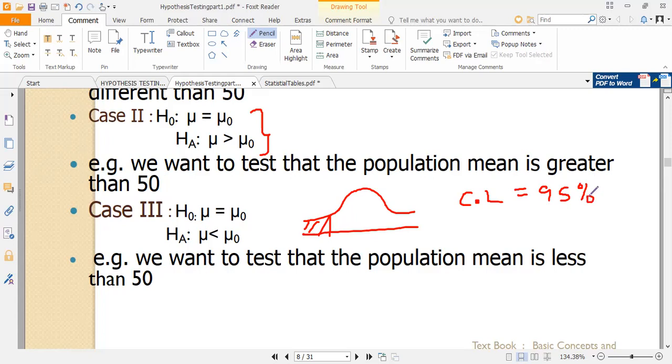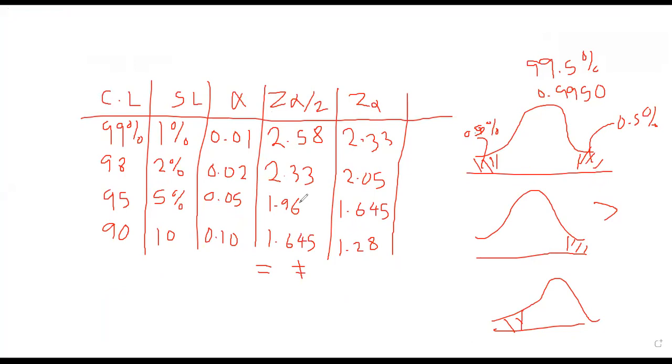Please take time to memorize this table. It is your Bible for this course under hypothesis testing. So if you're given 99%, just know that this is 2.58 and that's two-tailed test. Then 2.33, 1.96, and 1.645 for 98, 95, and 90 respectively. 2.33, 2.05, 1.645, and 1.28 for 1, 2, 5, and 10% for a single-tailed test respectively.